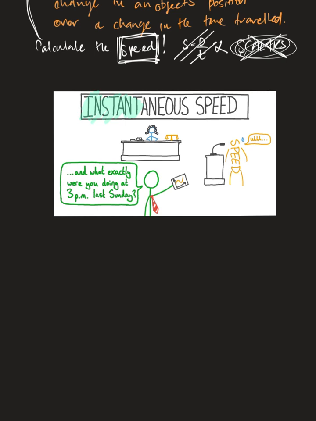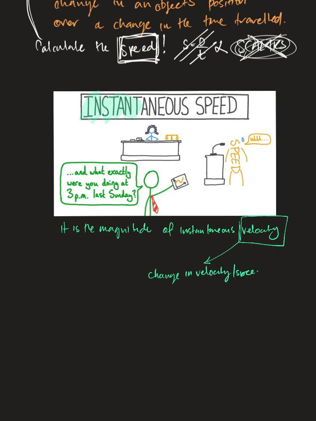So I want you to think about it like this. When we think of instantaneous speed, it is the magnitude, so the size of instantaneous velocity. So basically what we mean by that is when we're looking at instantaneous speed, we're looking at the change in velocity or speed, you can say that, in a very small time period, right?